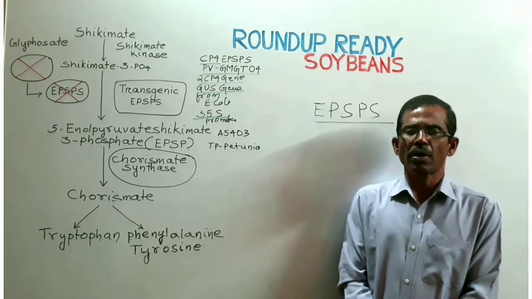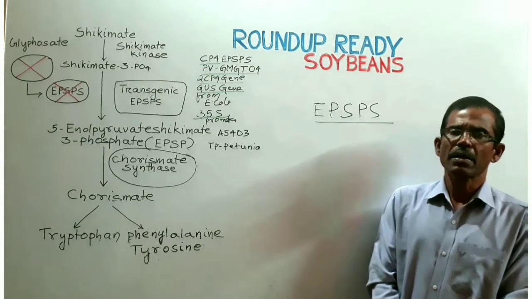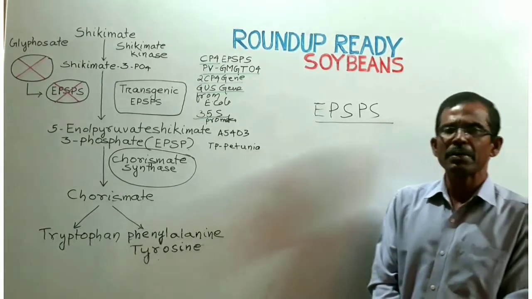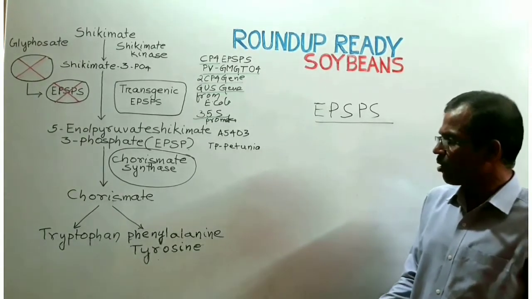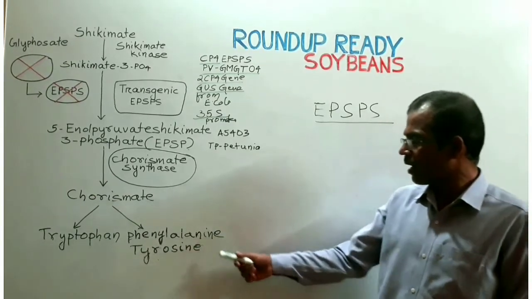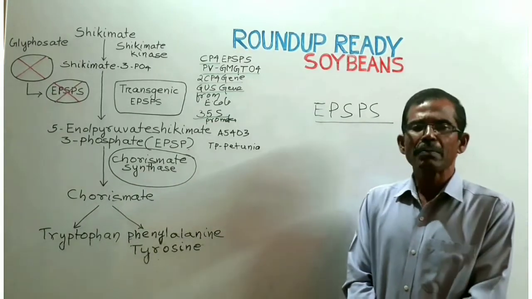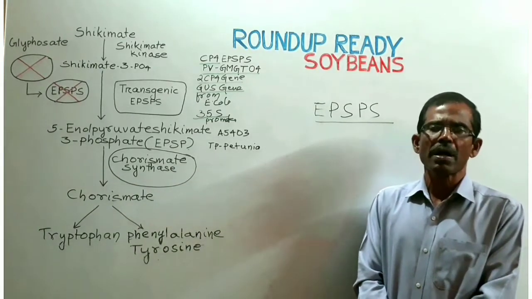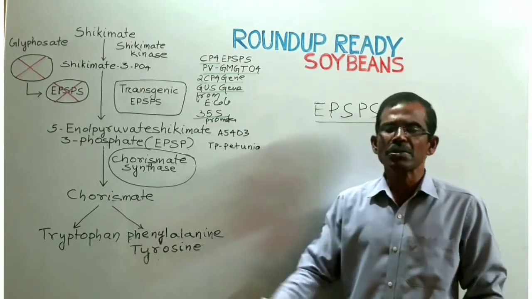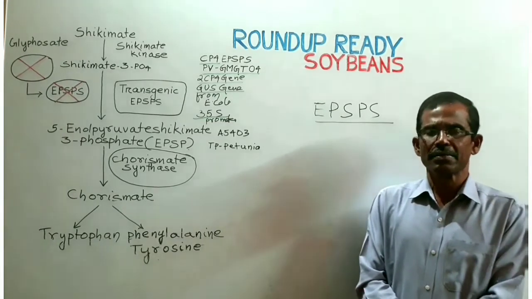Herbicides generally work by targeting metabolic steps that are vital for plant survival. For example, glyphosate inhibits the synthesis of aromatic amino acids that include phenylalanine, tyrosine and tryptophan. And these aromatic amino acids are vital for plant survival. When the synthesis of these amino acids is inhibited, the plant gets killed.